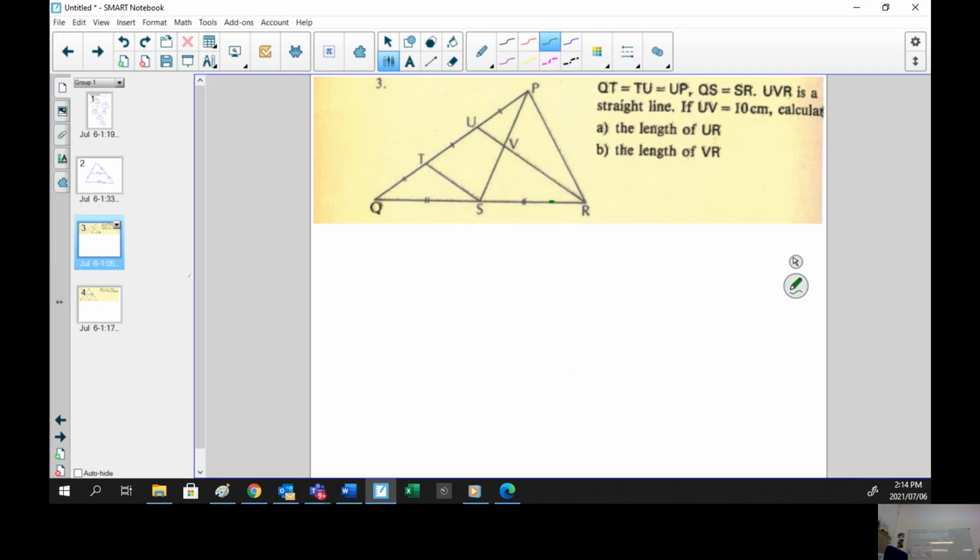The first thing is read all of this and check that that information is on the picture. Yes, that's there. UVR is a straight line, thank you. UV equals 10. Okay, so they're telling us that this here is 10. Now they want the length of UR. That line there. All right, what do we notice?